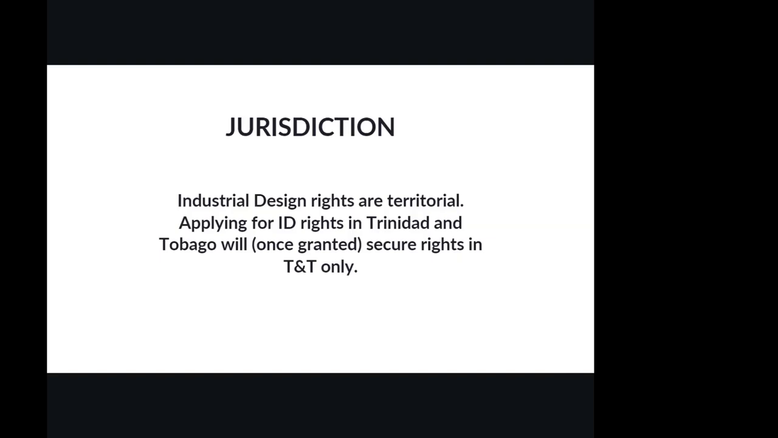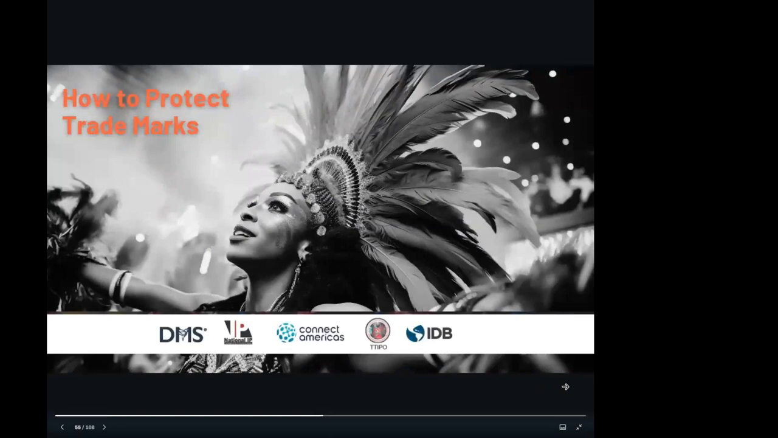Sorry, actually, you can apply for rights in multiple jurisdictions. All right. You don't have to just settle for one territory. You can apply for rights in multiple jurisdictions. So don't be scared that you're only allowed to choose one territory. You can choose multiple territories. There are different ways in which you could do that, which is something I will explain in the trademark application aspect of it.